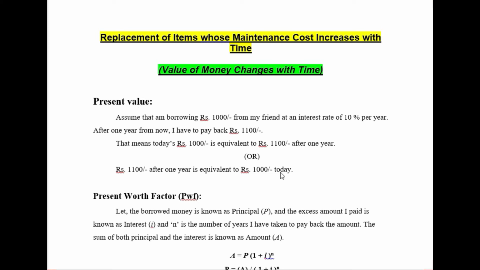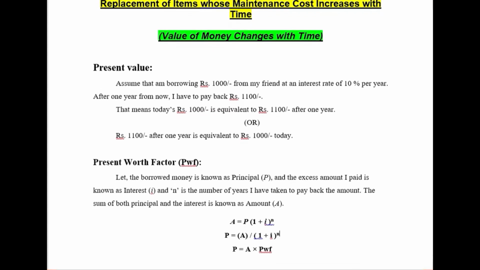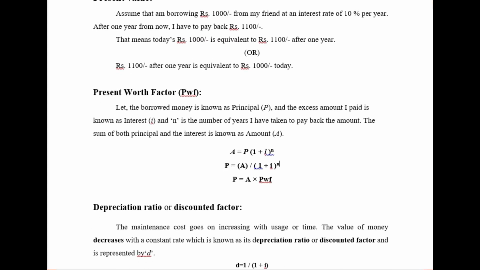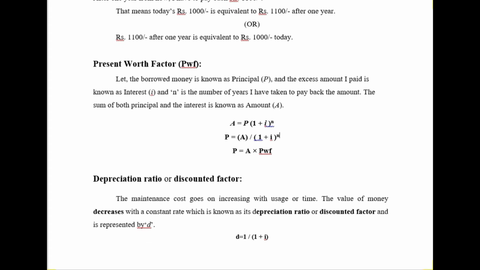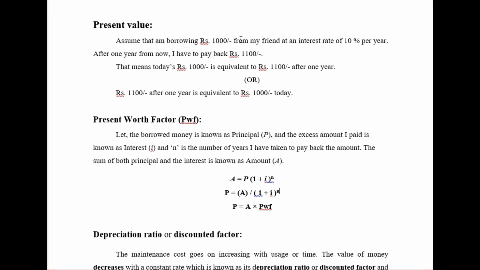So the next term is present worth factor. With the above example, the 1,000 rupees is the principal amount P, and the excess amount I paid is 100 rupees, that is the interest, and n is the number of years I have taken to pay back the amount. In the above example, I have taken 1 year to pay back the amount.